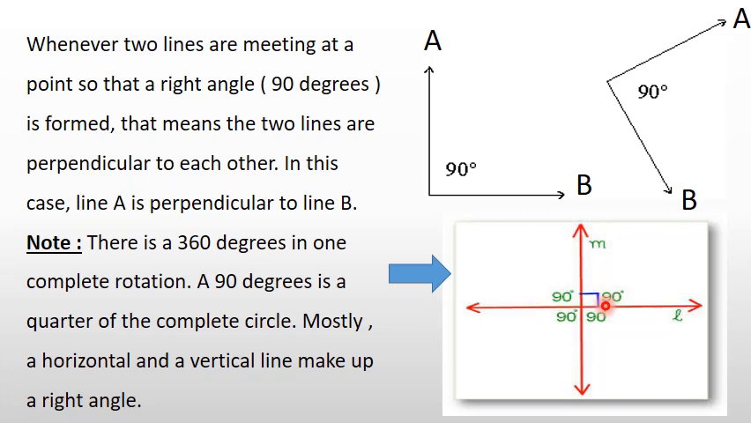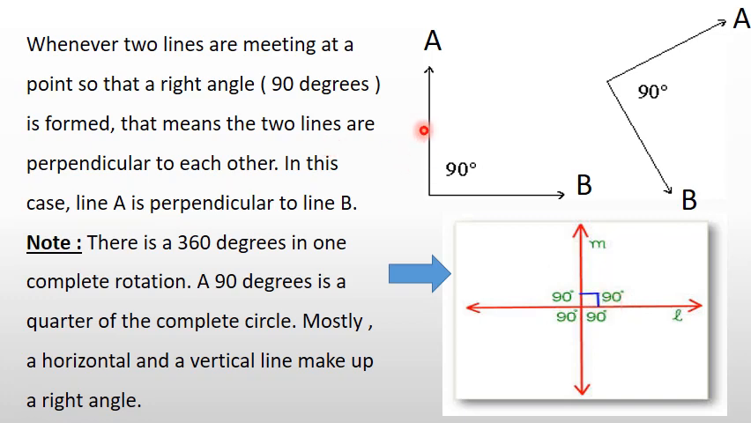So what is 90 degree? 90 degree is right angle. And what is 90 degree? 90 degree is basically a quarter of a complete circle. You see, this is a quarter, right? If I consider this as a complete circle, what is the quarter? From here to this is a quarter, and this quarter is actually 90 degrees, which is right angle.